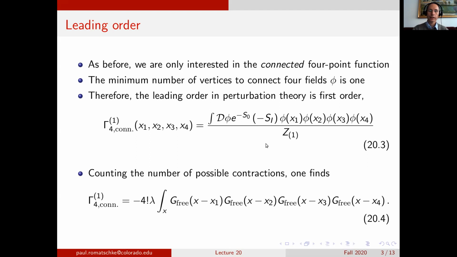And we find that in total we have 4 factorial versions to connect the pieces together. That brings us a 4 factorial in the expression for the first order perturbative result for the four-point function. And then we have the 4 propagators that start at the different locations x1, x2, x3, and x4, and they all end up at the point x.